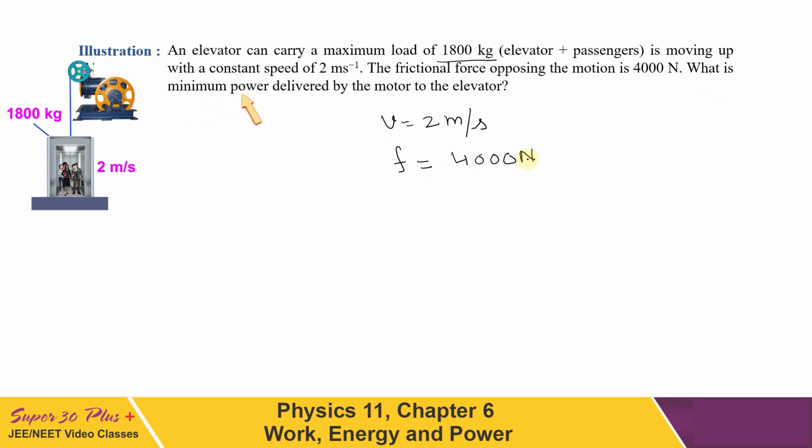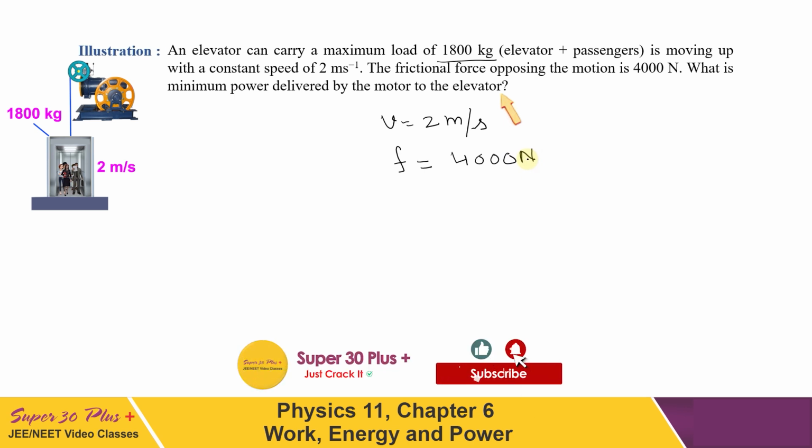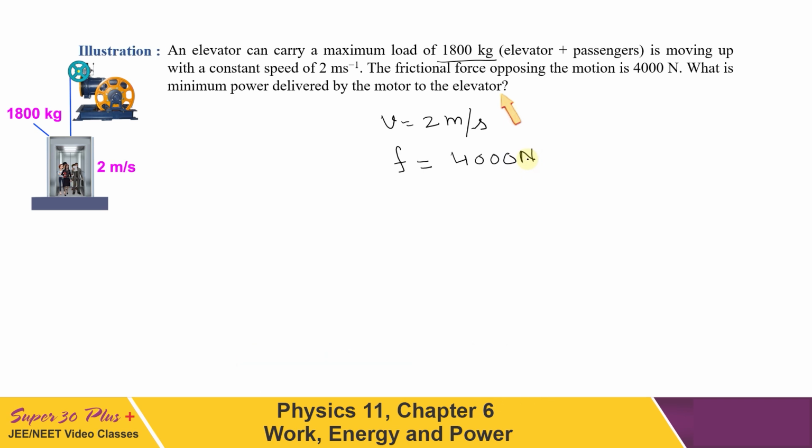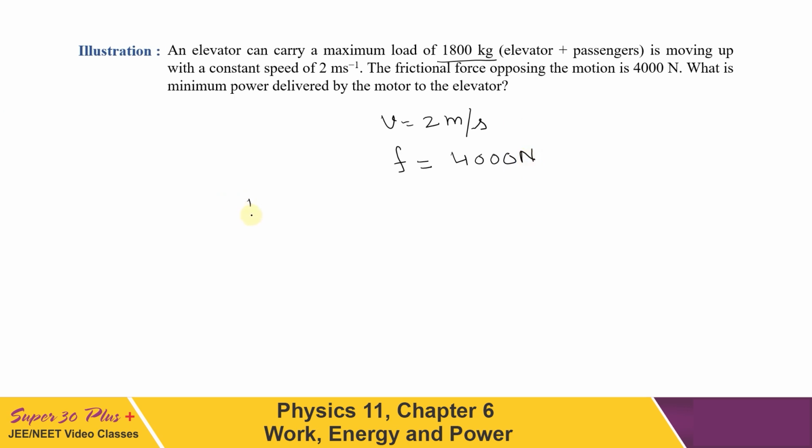What is the minimum power delivered by the motor to the elevator? Now here you have to think which formula should be used. As you can see, force is given and velocity is given. So which one should be used? It has to be F dot V. But it is asking for the net power developed, that is the power developed by the motor, so of course it must include the whole force. Now what is the force? Total force acting has to be equal to mg plus F, because as the elevator is moving up, it has to do work against gravity and against friction.